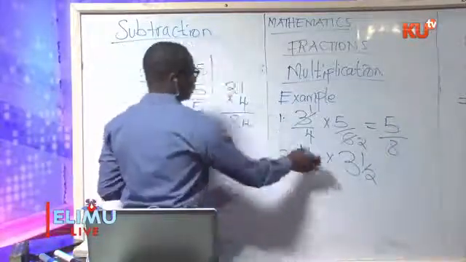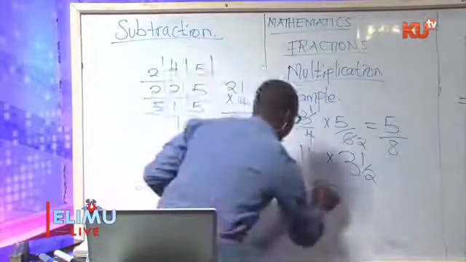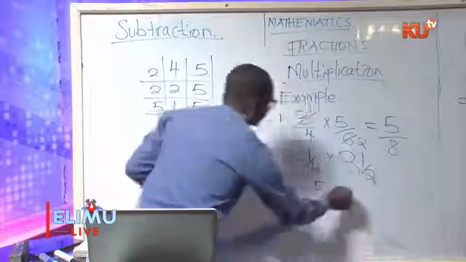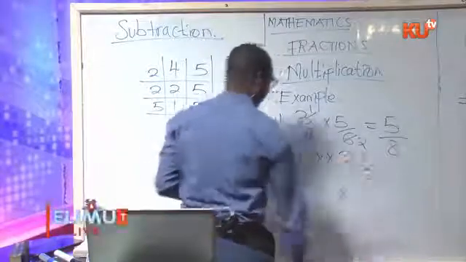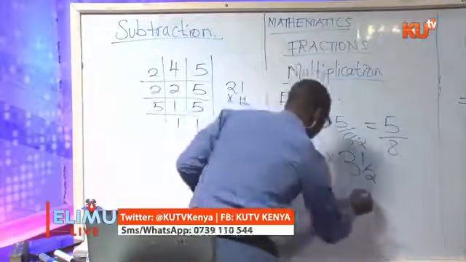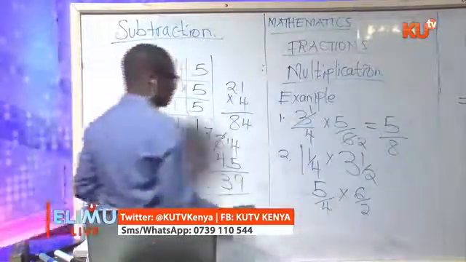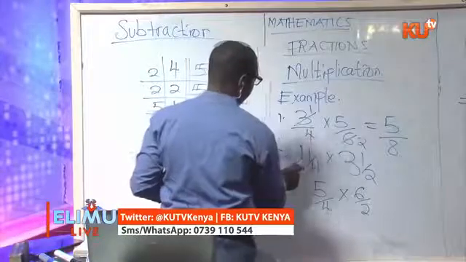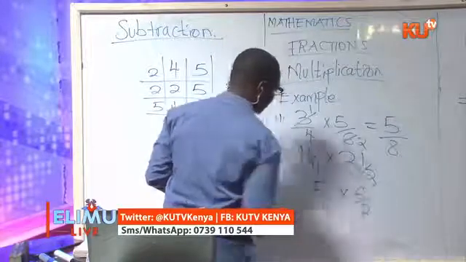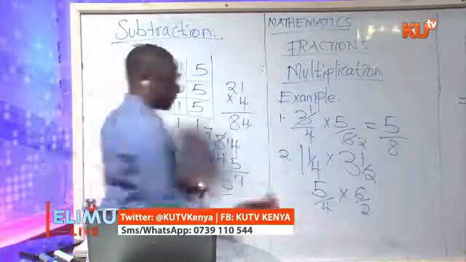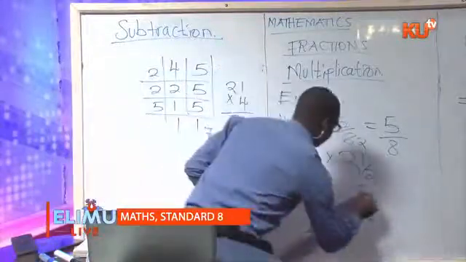So 1 and a quarter changes into an improper fraction: 4 times 1 is 4, plus 1 to get 5 over 4. Then 2 times 3 is 6, plus 1 is 7, so 7 over 2. Corrections there, we get 7 over 2.